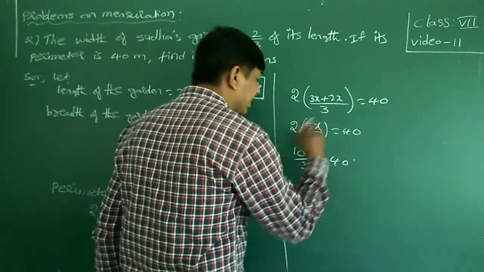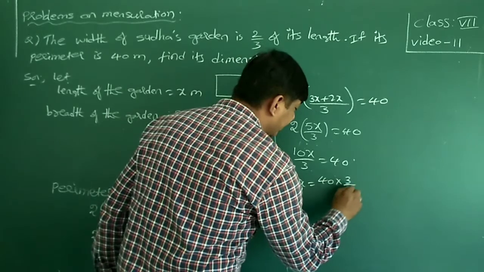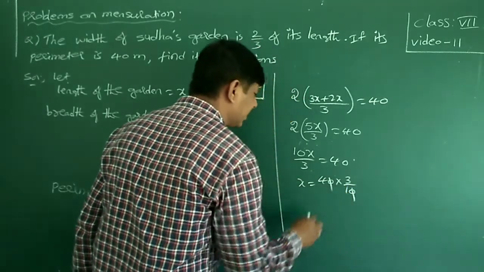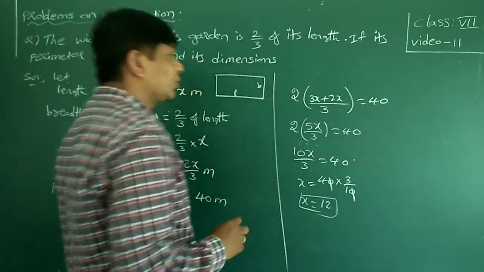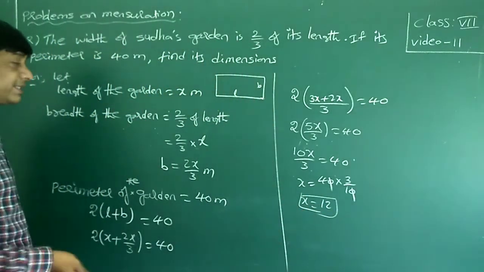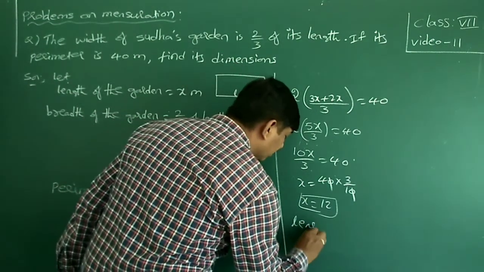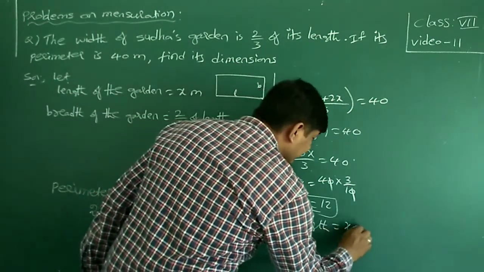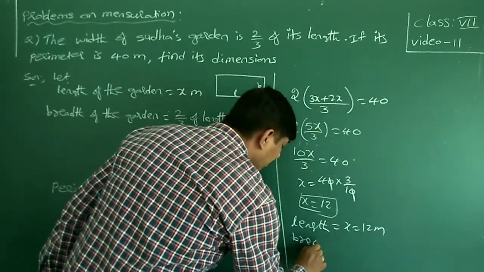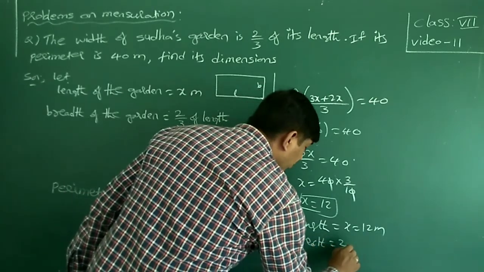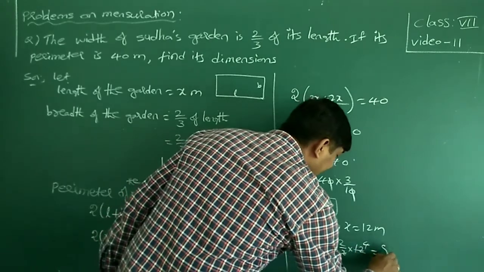Now transpose this 10 by 3 to the other side. X is equal to 40 into 3 by 10. 0 0 cancel. X is equal to 4 3s are 12. X value I got. Now I don't require x. I need the length and breadth. Now length is equal to x, which is 12 meters, and the breadth is equal to 2 by 3 into 12. 2 3s are 1 plus 3 4s, that is equal to 8 meters.